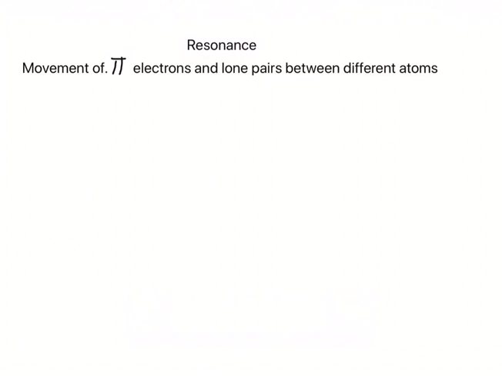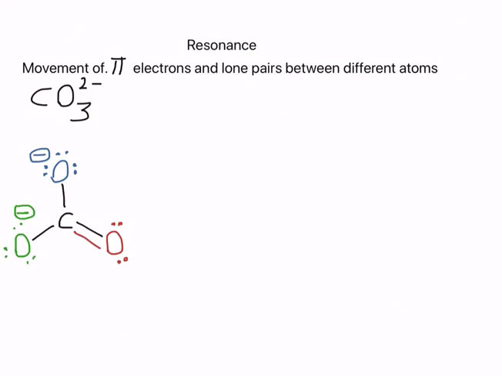In chemistry, resonance is the movement of pi electrons and lone pairs between different atoms. To explain resonance, let's check the Lewis structure for the carbonate ion, CO3 with 2 negative charges. The Lewis structure for carbonate is this.